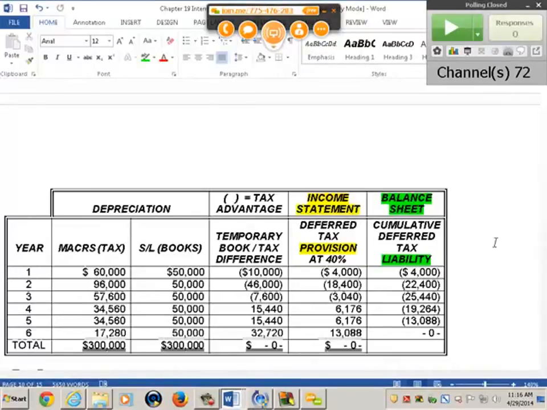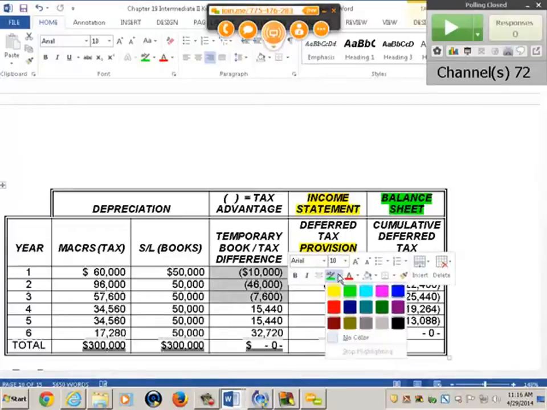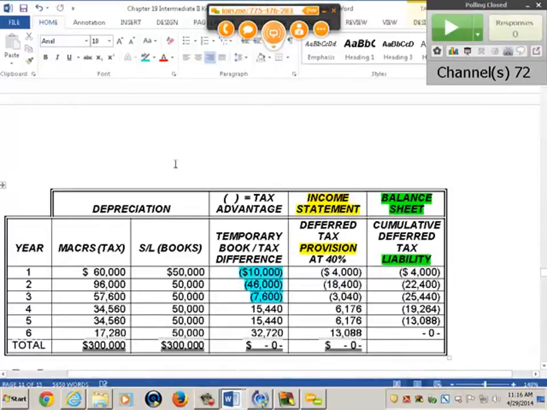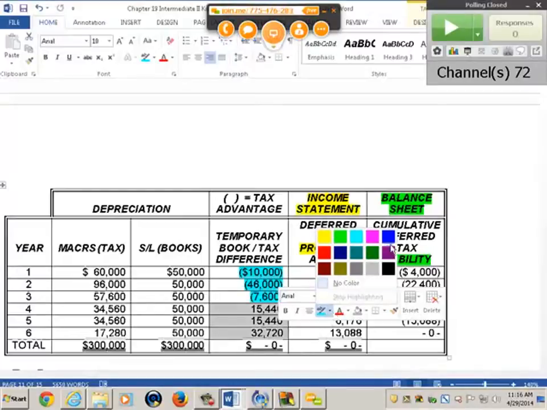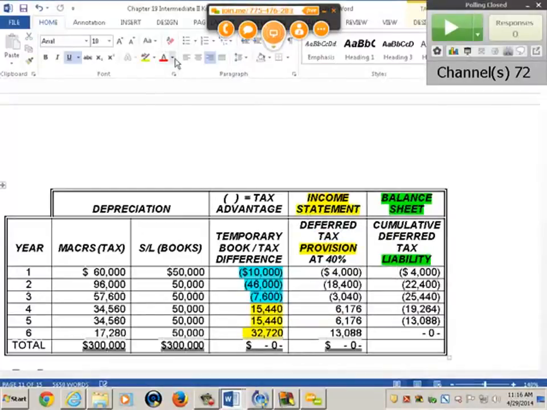And notice that if I take the first 3 years that I have right now, I'm going to highlight those in, let's say, blue. Those are the originating book tax differences. And now in year 4, we start to get the reversal. And I'll put those in yellow. The reversal means we have to pay back the tax.